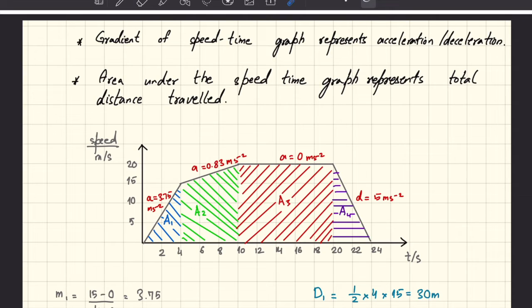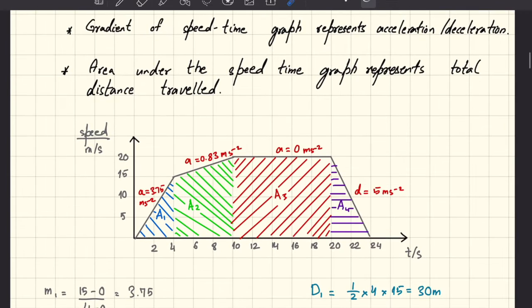In this particular video, we're going to be talking about the quantitative analysis of speed time graphs. As we already know, the gradient of the speed time graph represents acceleration. So if it is a straight line segment, then we can find the acceleration by calculating the gradient of that particular line segment.